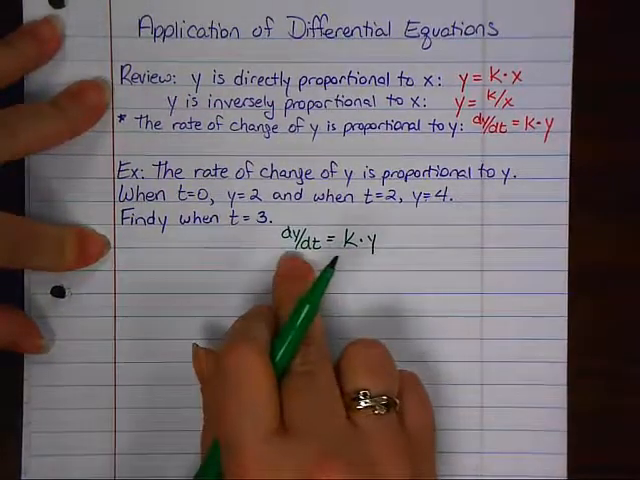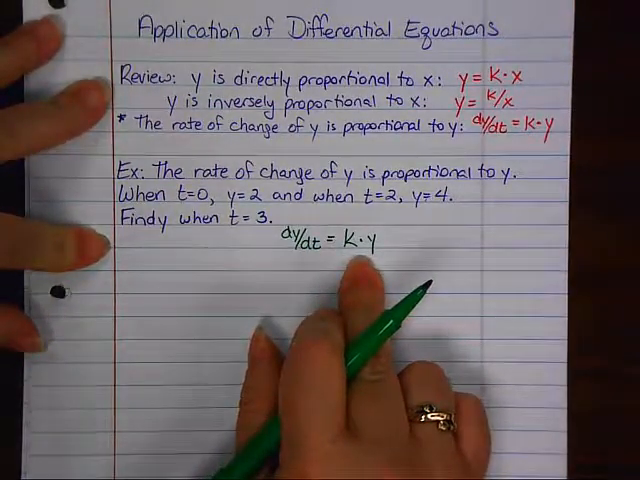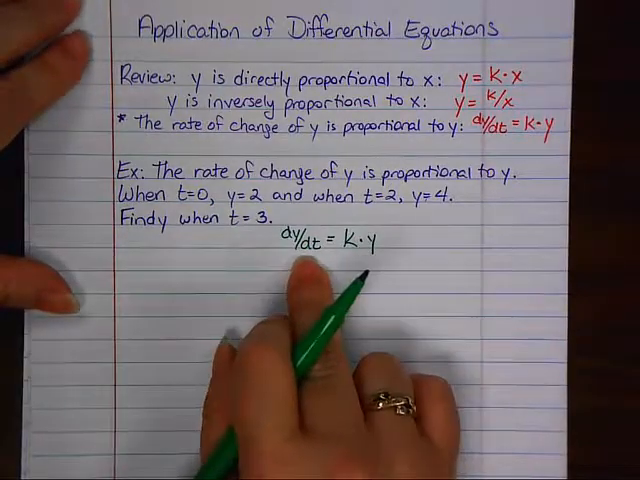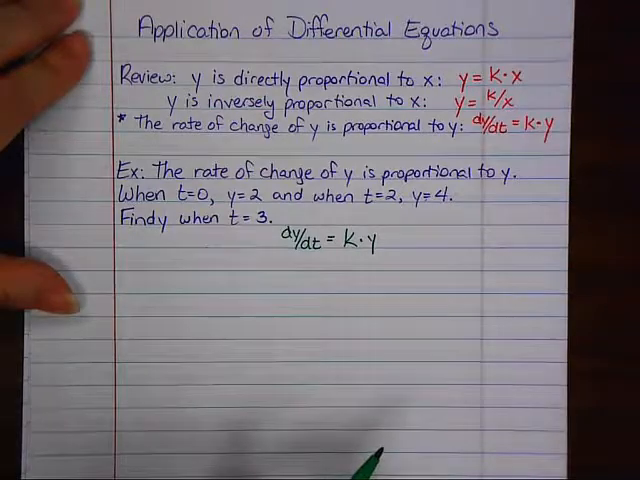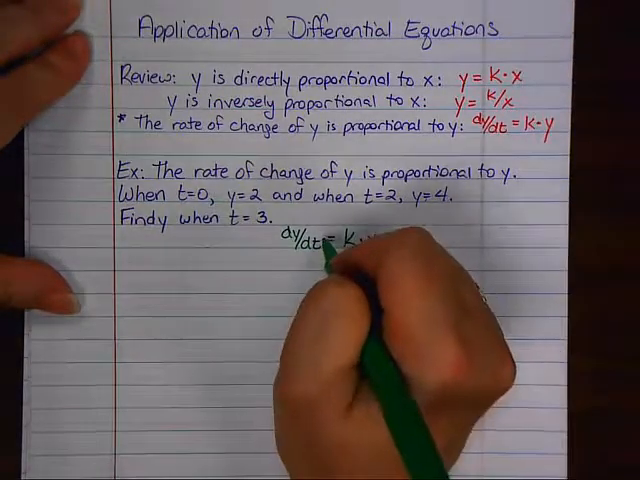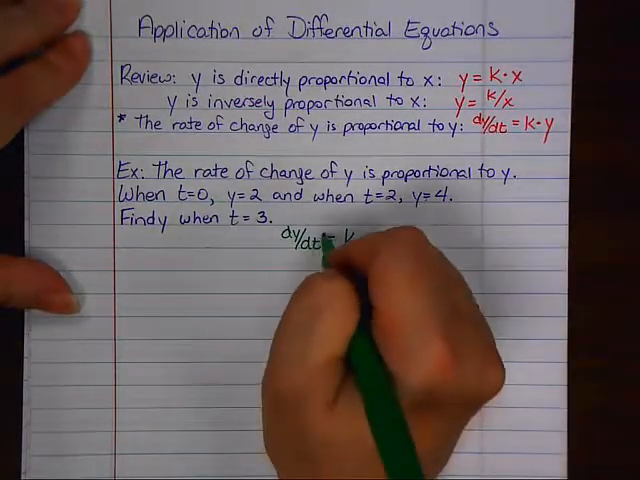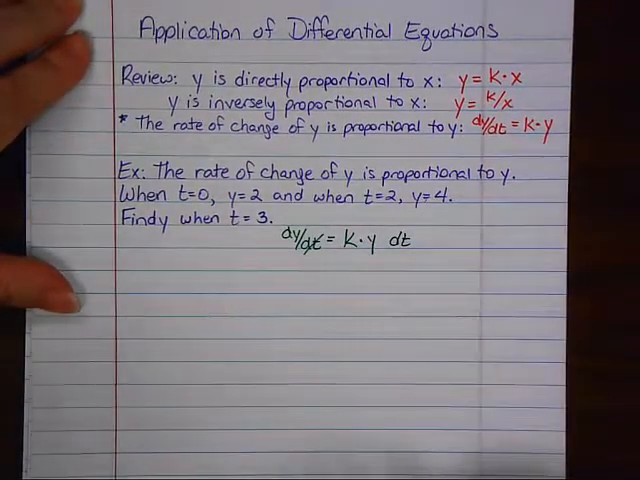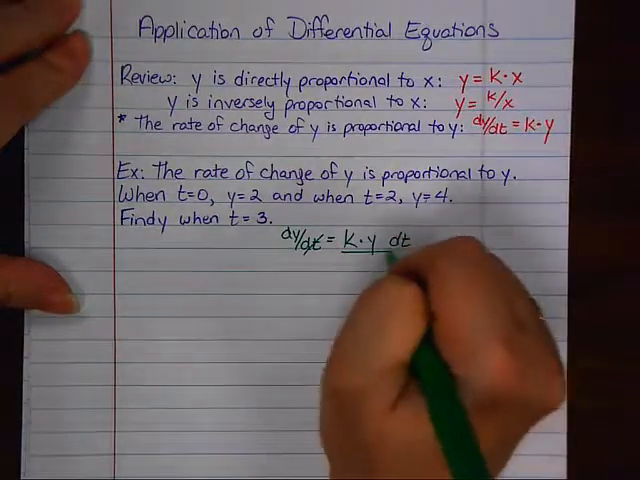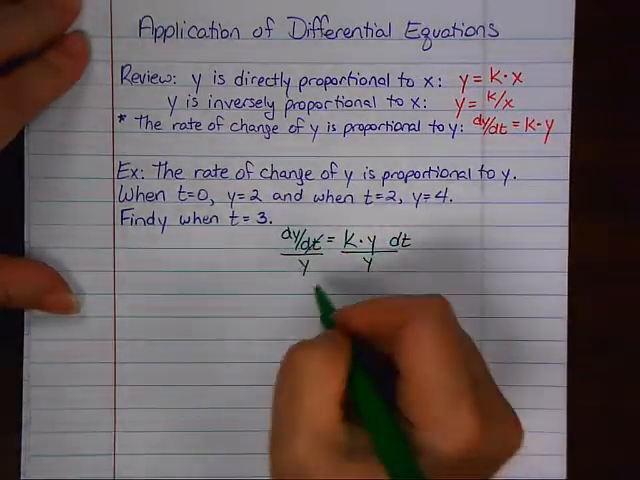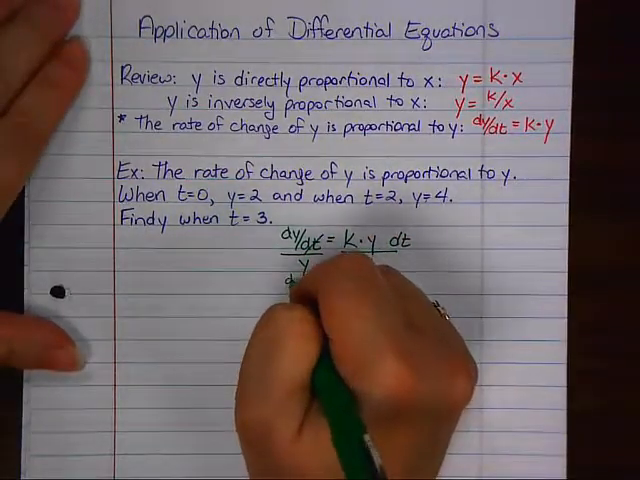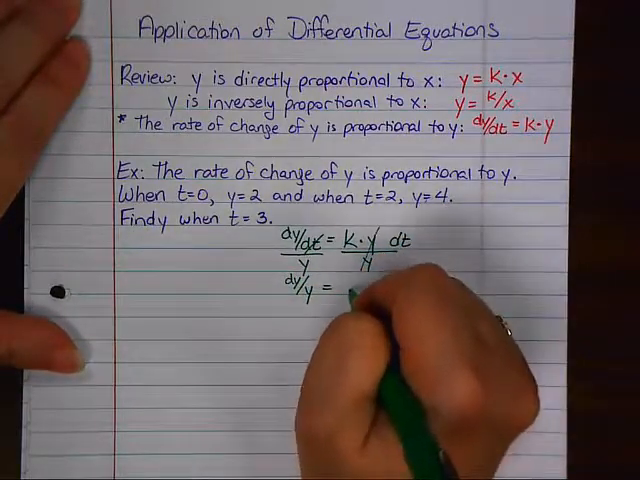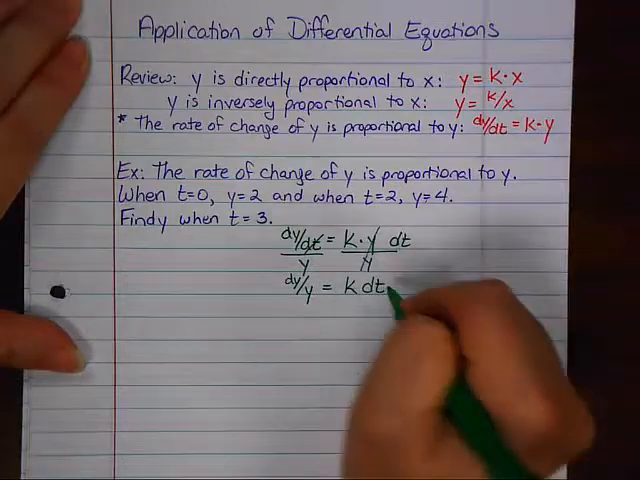Okay? Now, I need to solve for the general solution, which means I need to separate the variables. So think back to last week. What's the first step in separating the variables? Move over what first? dt moves first every time. Whatever's on the bottom moves first. Now what else needs to move? Y does. So move the y. So now I have dy over y equals, the y's on the right are gone, k dt.